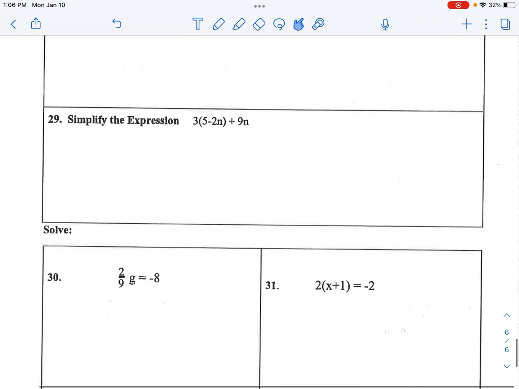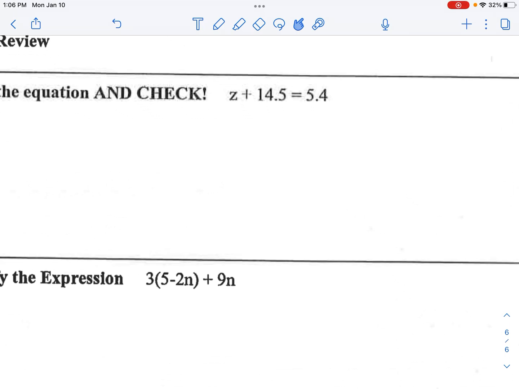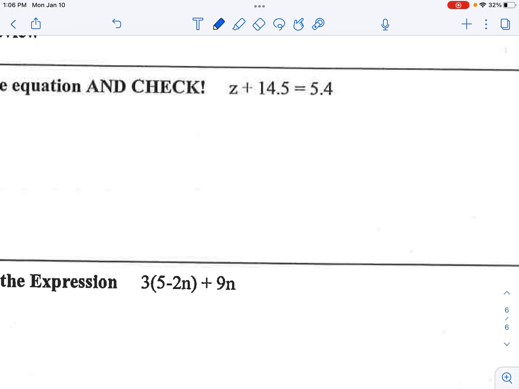Last page. Okay, fair game review. So remember, on every test, we're going to throw a few things on there that we've already done this year. This is an equation, which we've done lots of this year. So draw your mirror. Show me the inverse operation. Cancel.